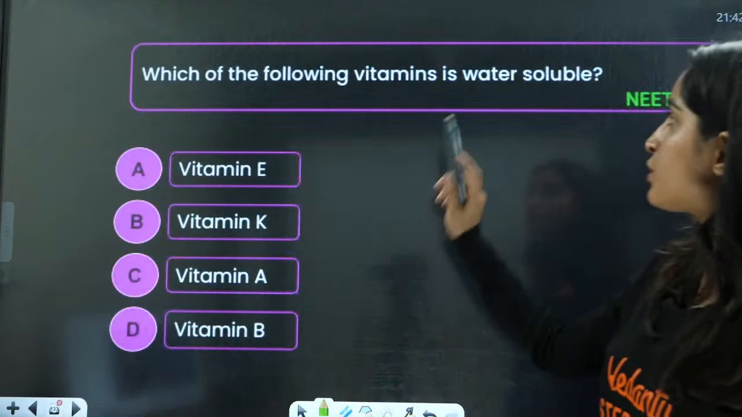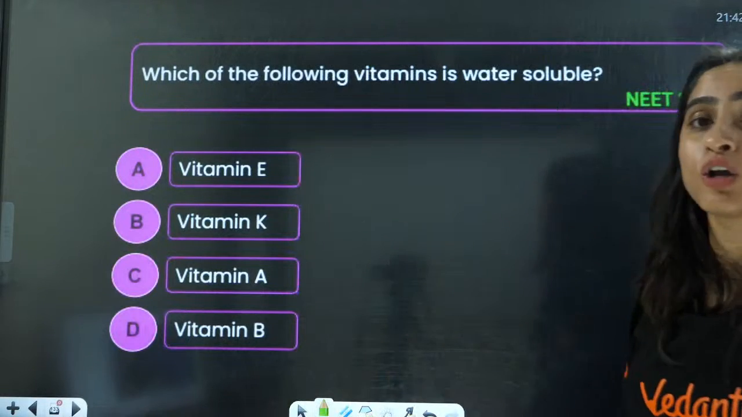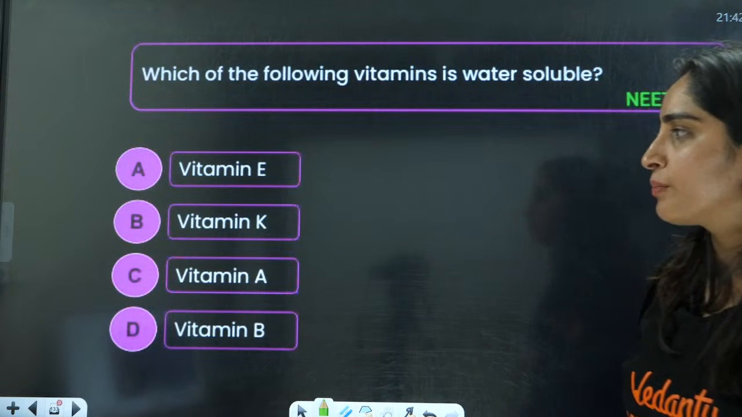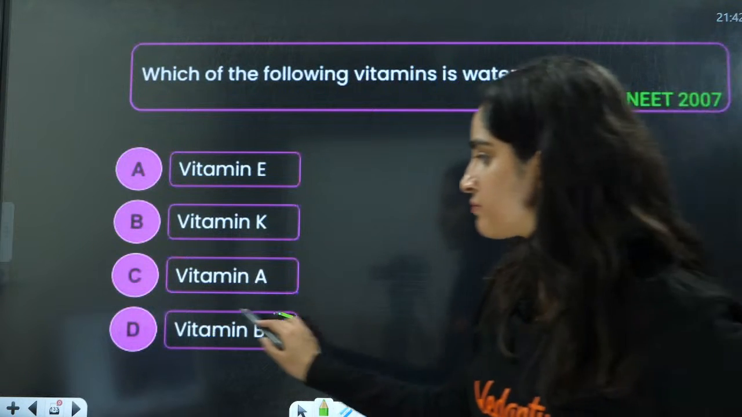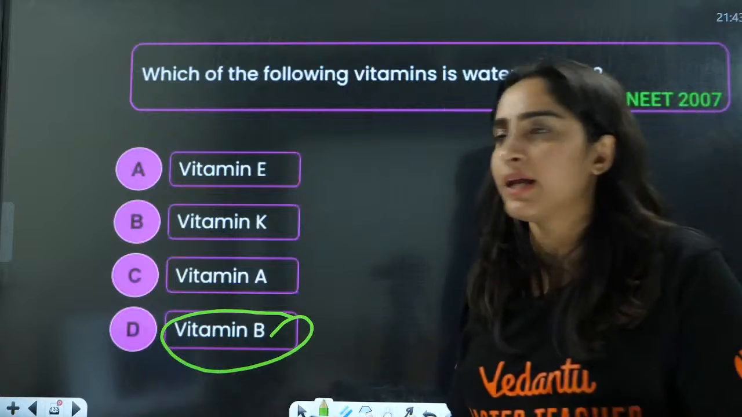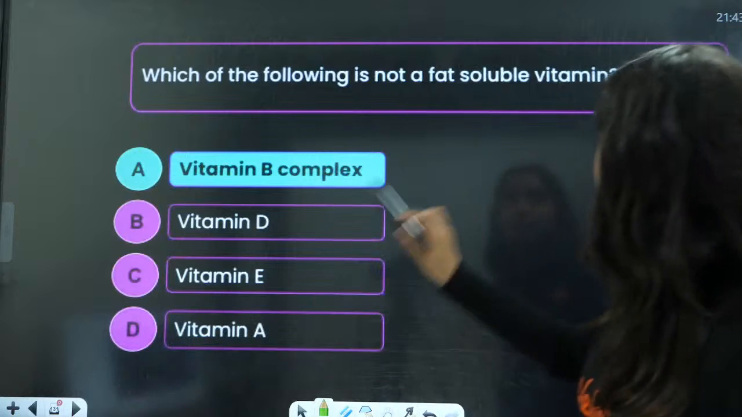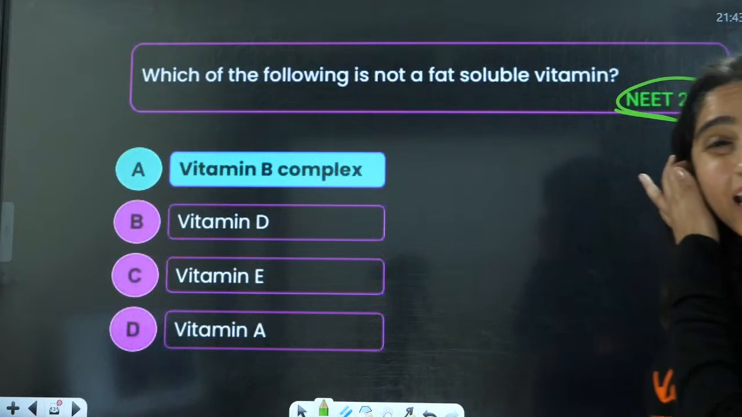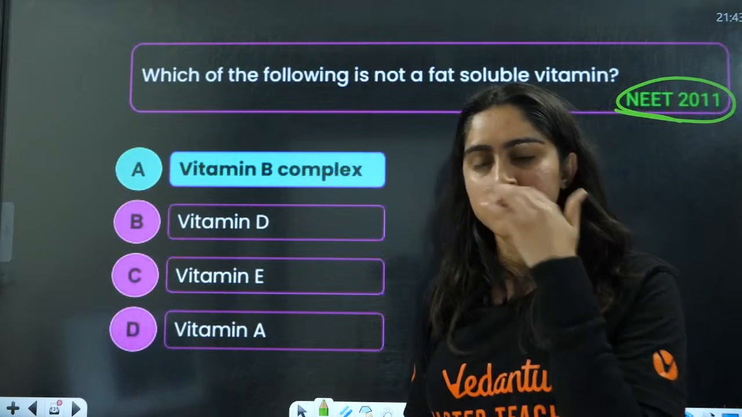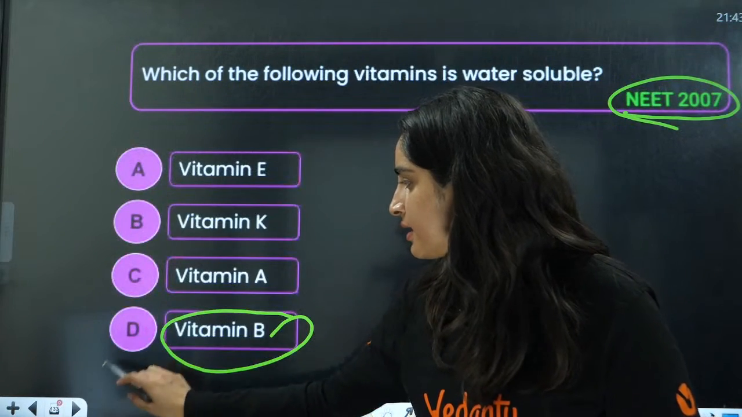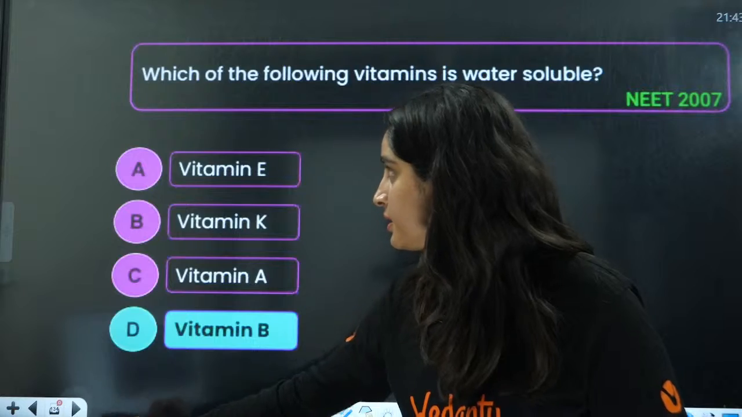Next is, which of the following vitamins is water soluble? Vitamin K is fat soluble, right? That is the same question but with a different meaning. This is a 2007 question and this is a 2011 question. Same question, but just the way of asking is different. D is the correct answer here.